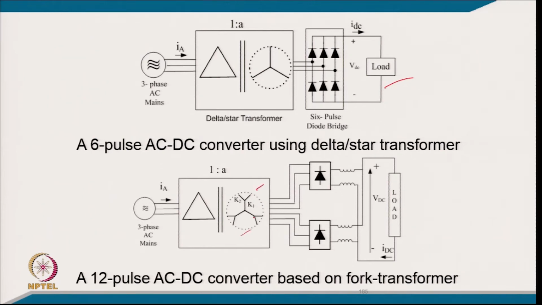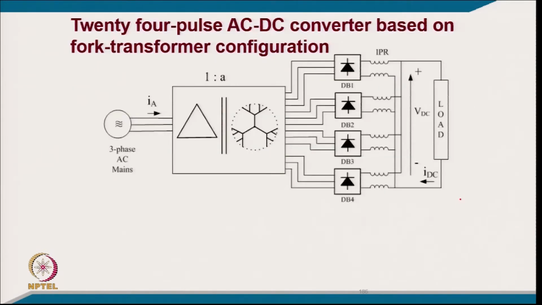So, you get from the fork connection, delta to star, with fork connection on both sides, to get a symmetrical output, and then you get a 12 pulse. That is for 12 pulse, and for 18 pulse and 24 pulse you again have four voltages, that is plus minus 7.5 and then plus minus 22.5, and the primary side is delta. So, you are able to get phase shift, and you are able to connect them either in series or parallel.